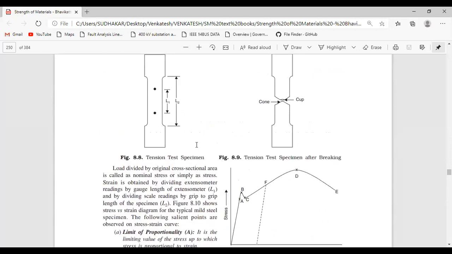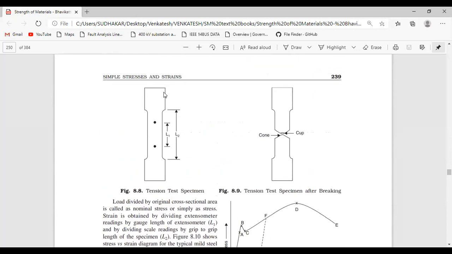This is the initial specimen. This is the specimen at the initial stage, and it is going to be placed between these two holders, the shoulders, and after some crack formation it reaches fracture. So this is the shape of the fractured specimen. This is the cone, and this is the cup. Cup is nothing but a cavity formed within the body.